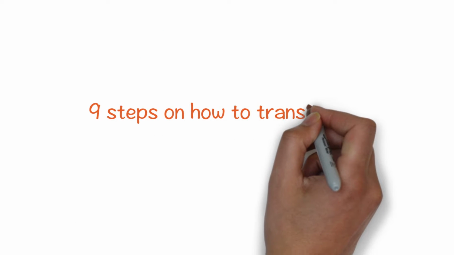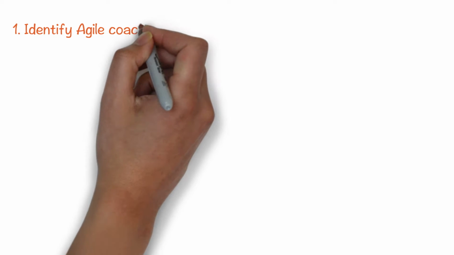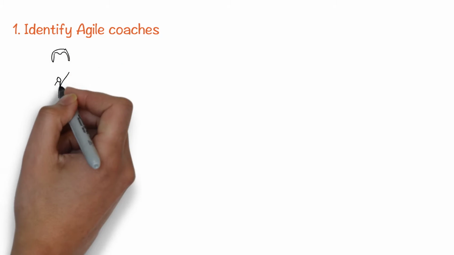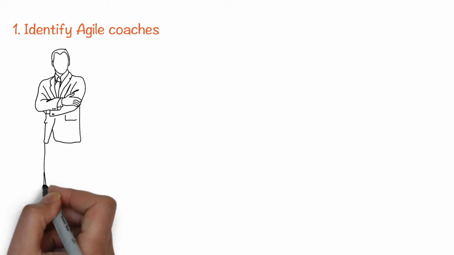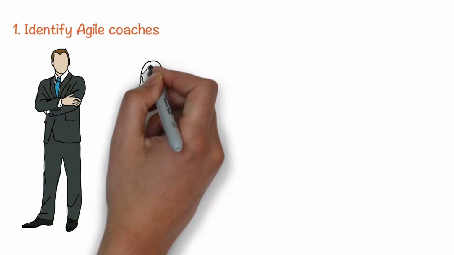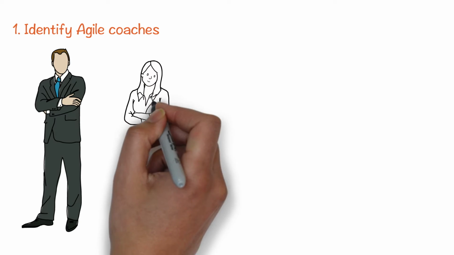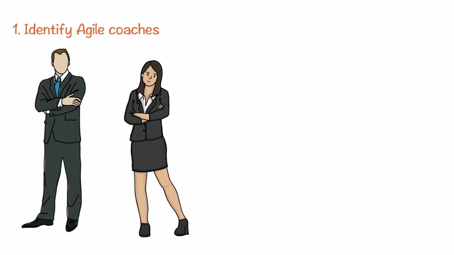Here are 9 steps on how to transition a multi-site organization to Agile development. Identify Agile coaches for each of the deployment centers. They are going to be the torchbearers of Agile, who will train, coach, and be the eyes and ears for Agile development. Pick your Agile coaches who have hands-on experience on what you're developing, who understand the local dynamics of the organization, and most importantly, those who can influence their peers.